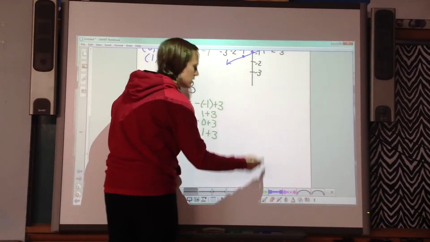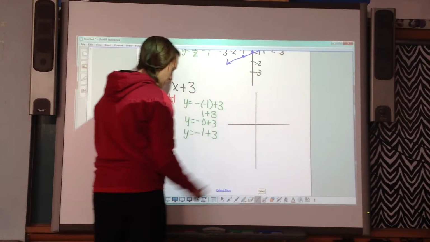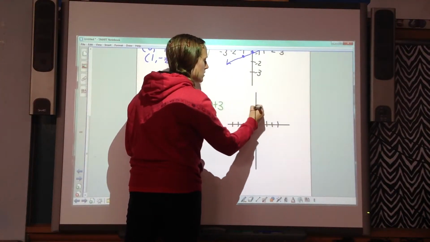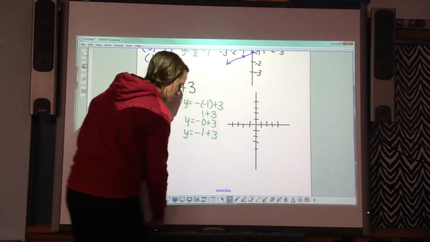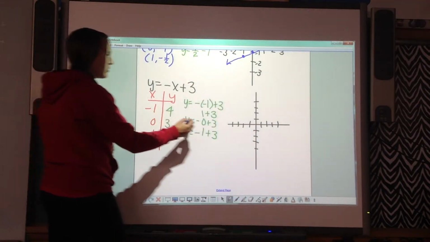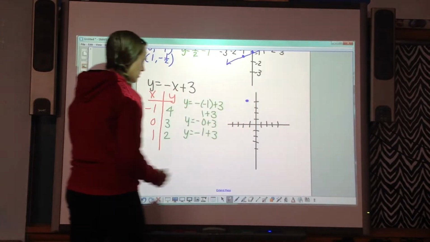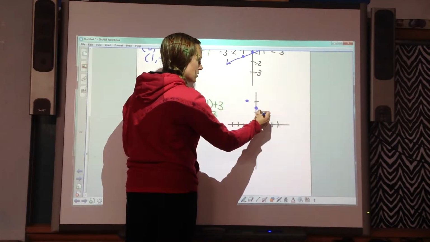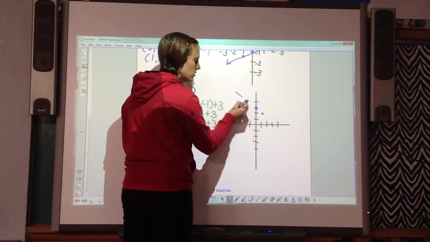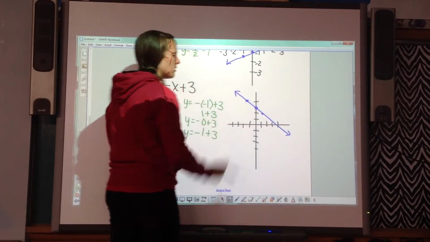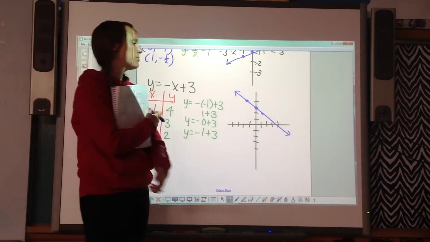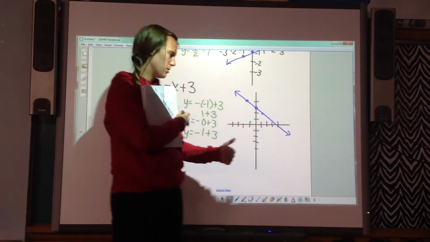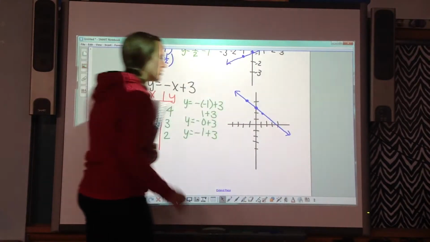Now I get to graph. Ordered pairs are negative 1, 4, 0, 3, and 1, 2. Now, if my graph was drawn evenly, this line would look better. It's kind of hard, because I'm not using graph paper, to tell what the other ordered pairs would be. That's why it's important to use graph paper. But this is what your line should look like.